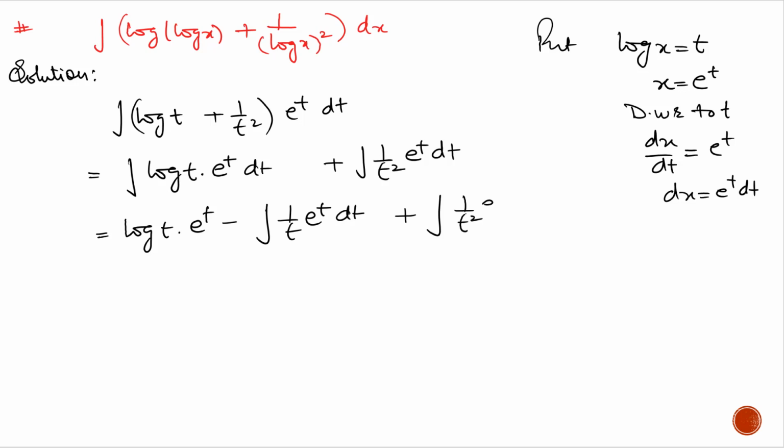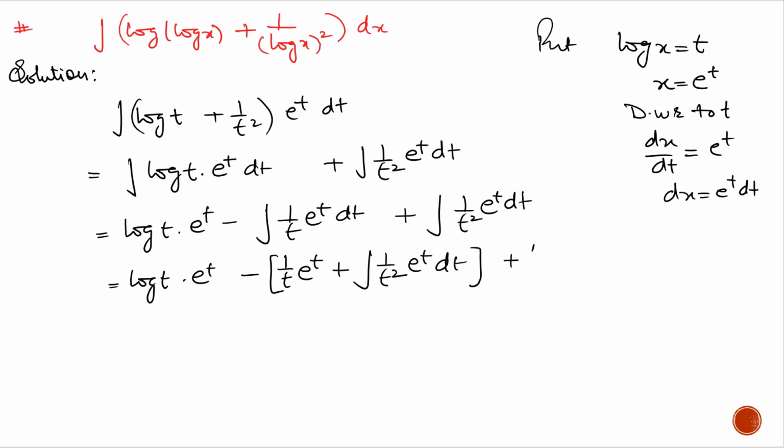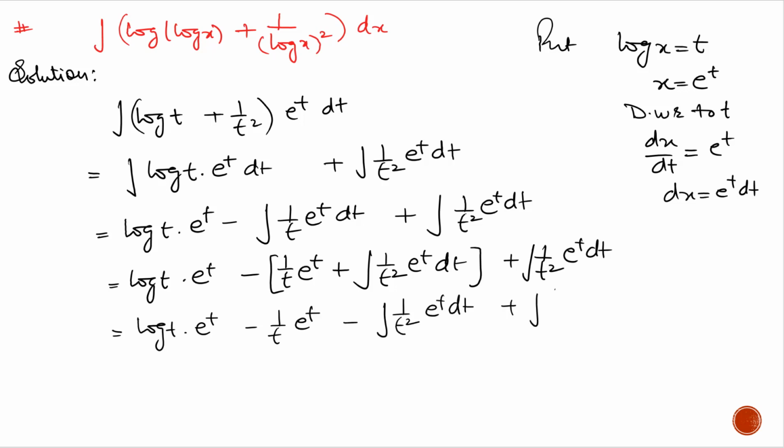Now we will solve 1 by t into e raised to power t, taking 1 by t as a first function and e raised to power t as a second function. So 1 by t as it is, e raised to power t is e raised to power t, minus derivative first, minus 1 upon t square, into integration second is e raised to power t dt. When we open this bracket, we'll get log t into e raised to power t minus 1 by t into e raised to power t minus 1 by t square e raised to power t dt plus 1 by t square e raised to power t dt.